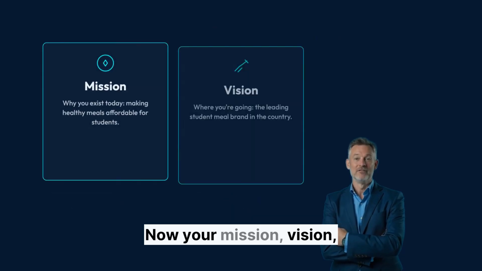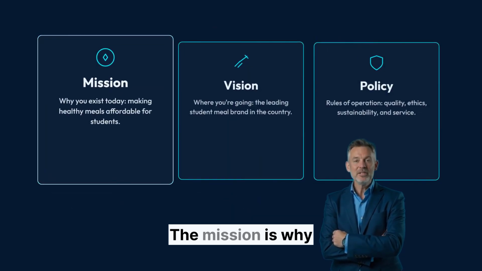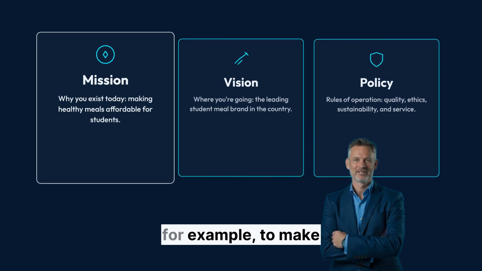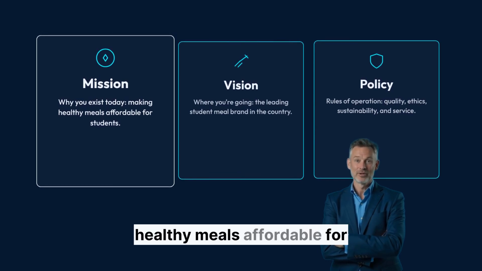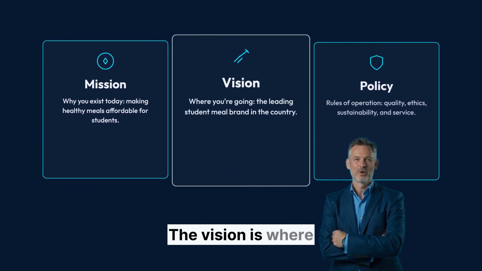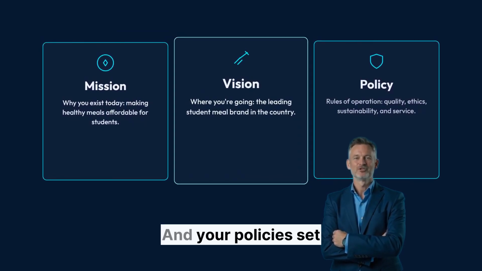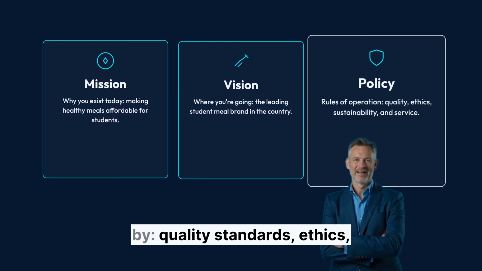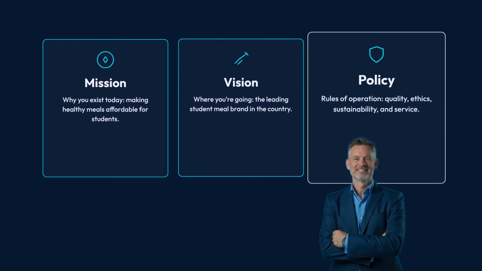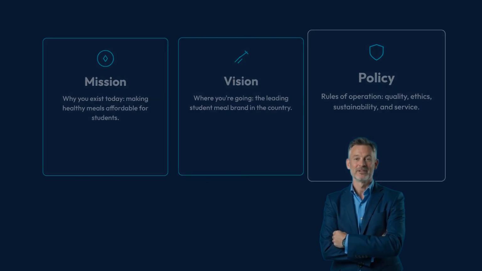Now your mission, vision, and policies. The mission is why you exist today. For example, to make healthy meals affordable for students. The vision is where you're going, to be the leading student meal brand in the country. And your policies set the rules you operate by: quality standards, ethics, sustainability, and customer service commitments.